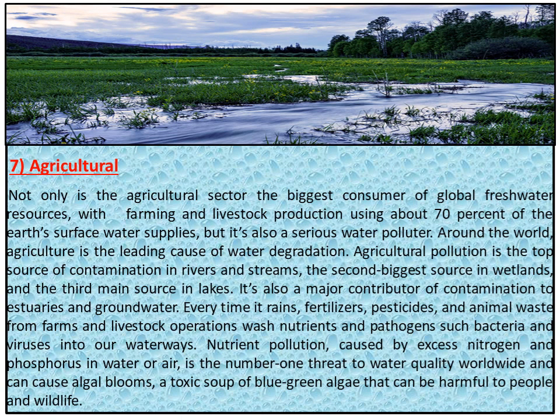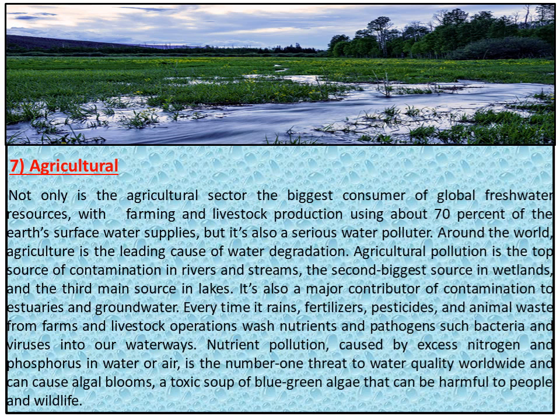This is related to agricultural pollution. Not only is the agricultural sector the biggest consumer of global freshwater resources, with farming and livestock production using about 70% of the Earth's surface water supplies, but it is also a serious water polluter. Around the world, agriculture is the leading cause of water degradation. Agricultural pollution is the top source of contamination in rivers and streams, the second biggest source in wetlands, and the third main source in lakes. It's also a major contributor of contamination to the estuaries and groundwater.